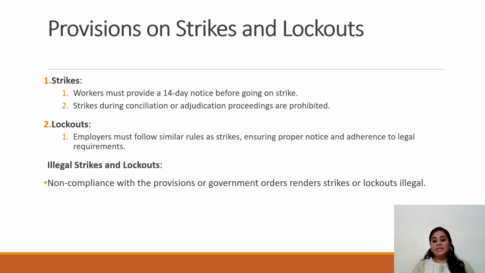Provisions on strikes and lockouts. First is strikes, which require 14-day prior notice to ensure legality. It even prohibits strikes during ongoing conciliation and adjudication proceedings. Then we have lockouts, where the employer must follow similar notice procedures to strike regulation. In illegal strikes and lockouts, any action taken in violation of procedure is deemed illegal and it is even punishable.